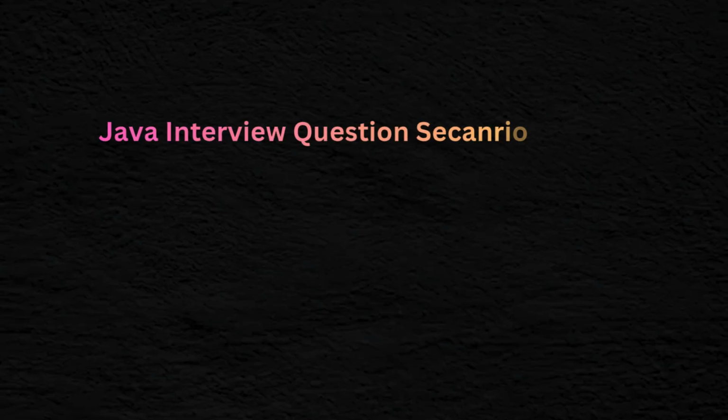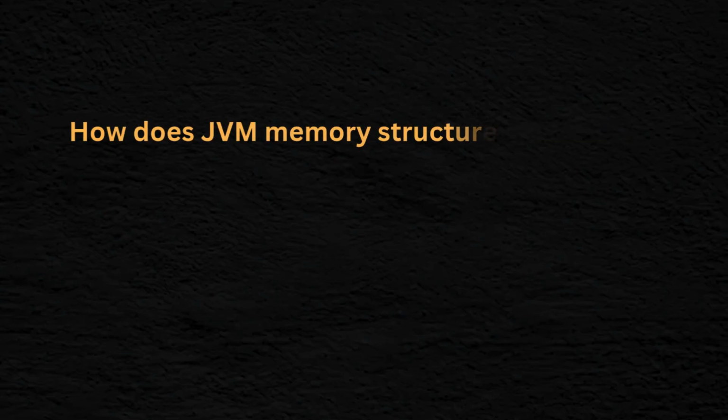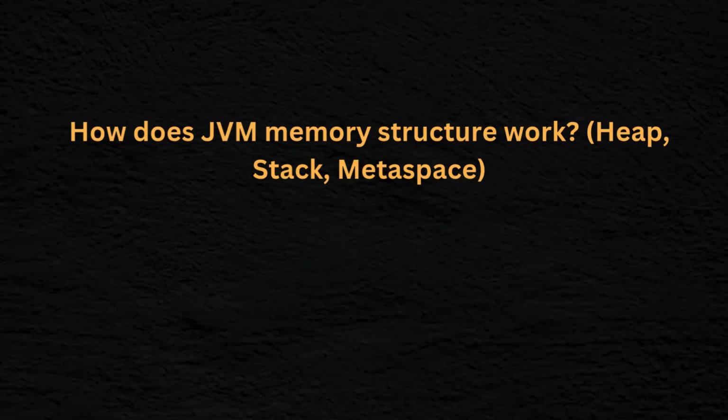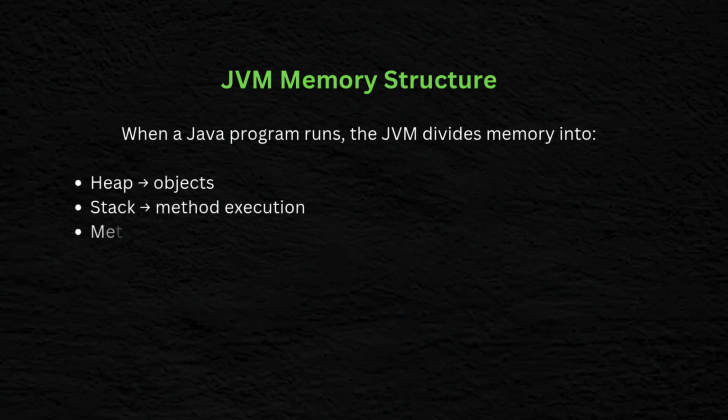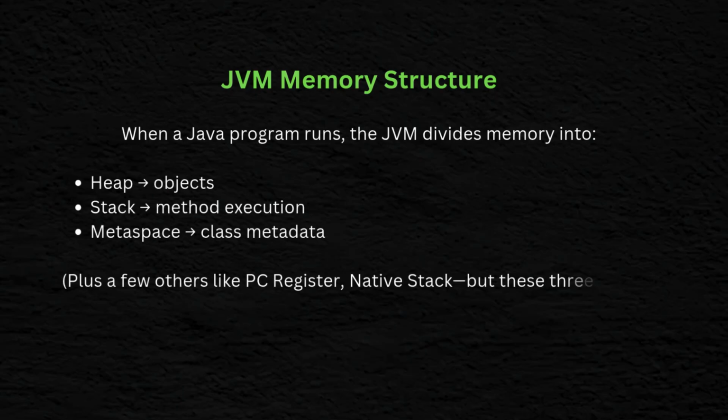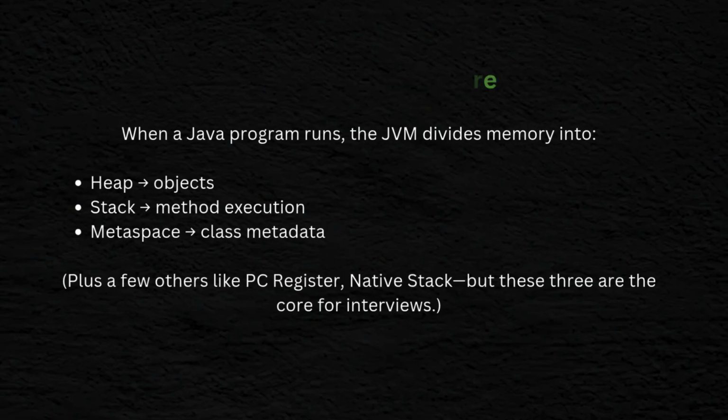Today we are discussing Java interview questions, real-time scenario part 3. Here is our first question. How does JVM memory structure work? When a Java program runs, the JVM divides memory into three main parts: heap, stack, and metaspace. There are a few others like PC register and native stack, but these three are the most important.